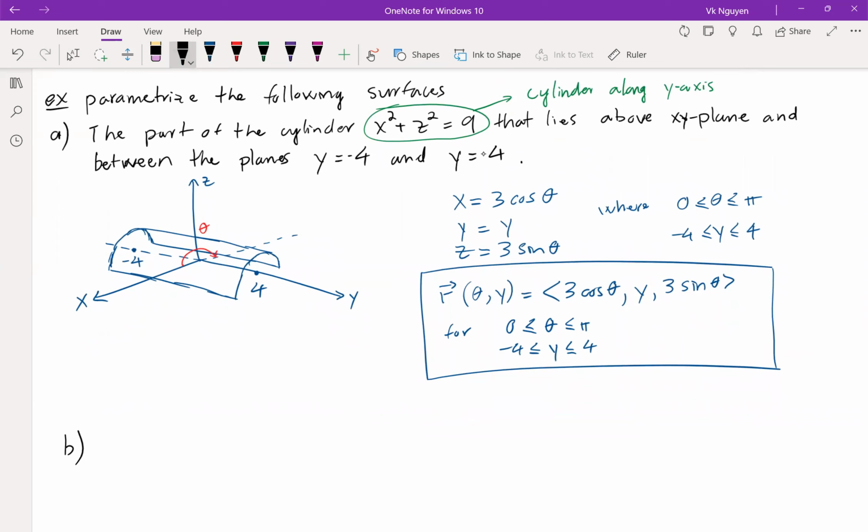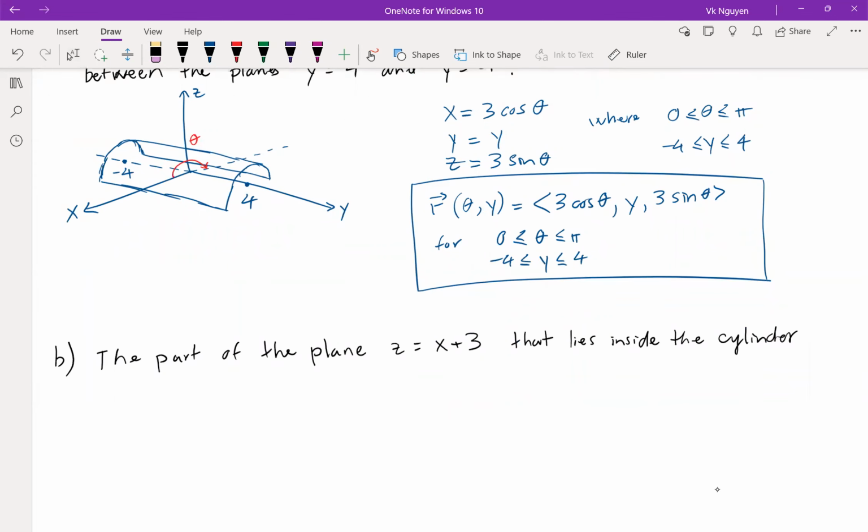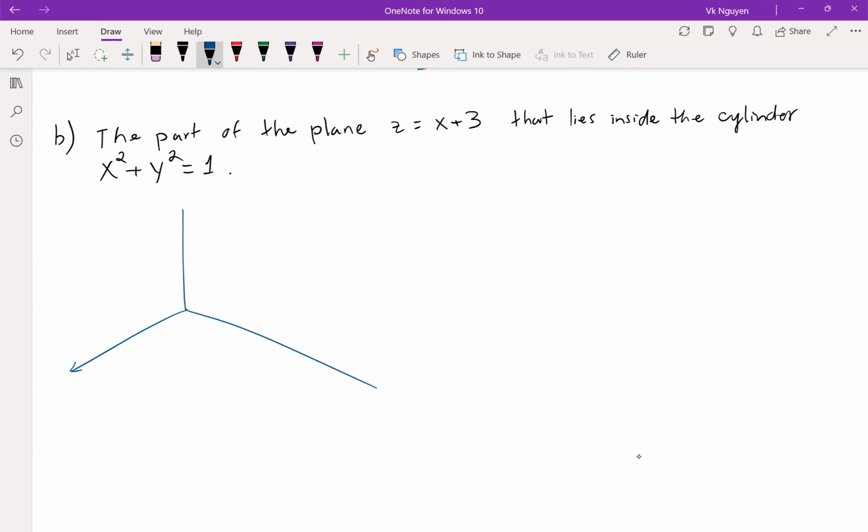Okay, so in part B, I'm going to have you parameterize this one: the part of the plane z equals x plus 3 that lies inside the cylinder.